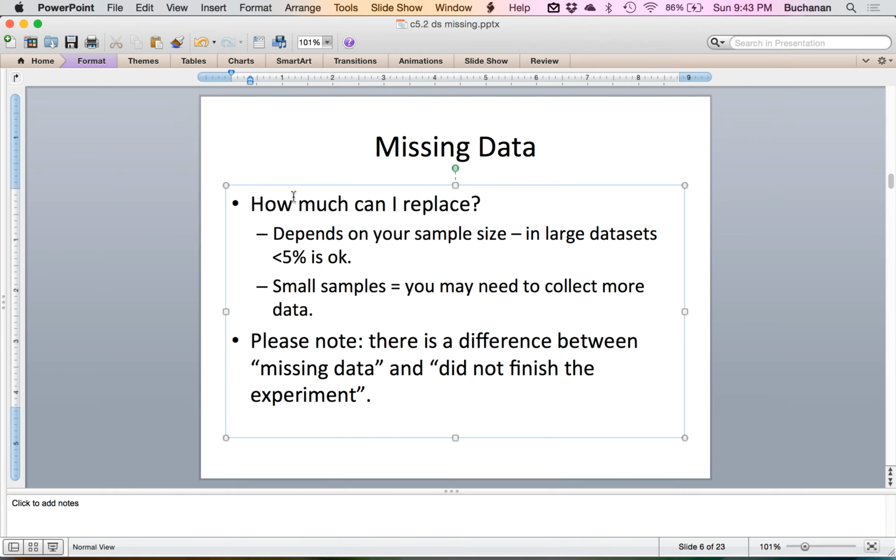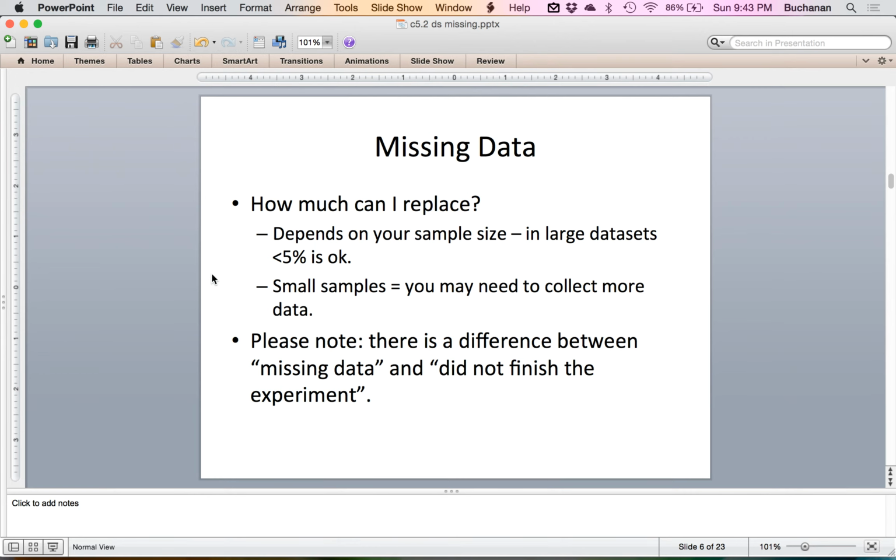In small samples, you're probably going to need to collect more data. Now, if you're dealing with a data set that only has 5 columns, skipping any one missing point is going to make a person have more than 5% missing data. On that one, you may be able to just go by columns, but you've got to be really careful.